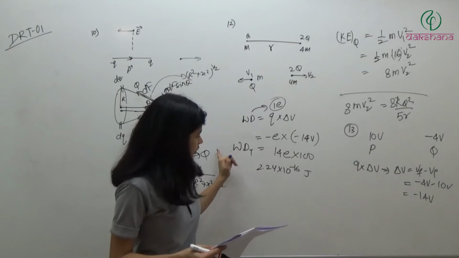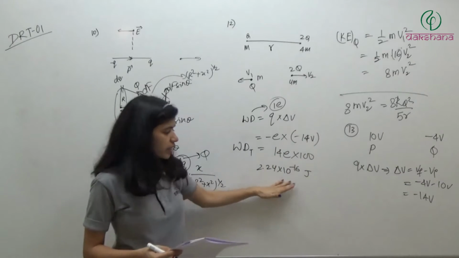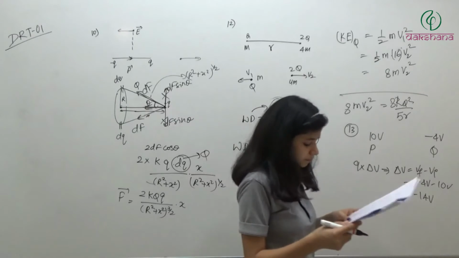And for 100, the total work done will be equal to work done for 1 into 100. So in that case, you will be getting this as answer.